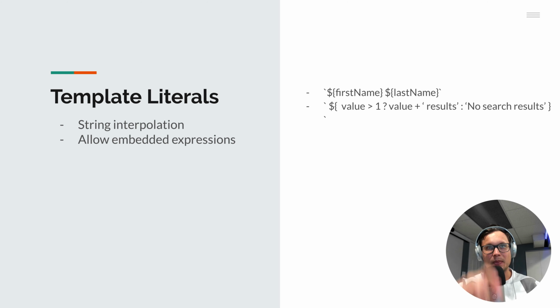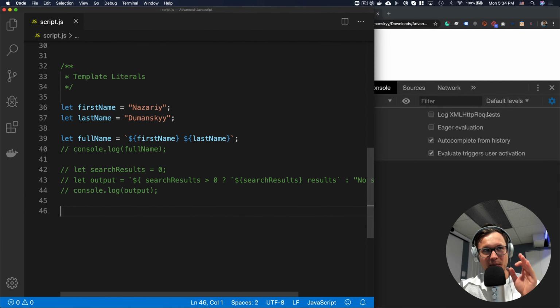That's string interpolation. For embedded expressions, you can use, for example, an if-else statement to figure out the result and to display a certain result depending on if the expression is true or false. You can see here that we're checking if the value is greater than 1. If it's true, we output value plus results. If it's not true, then we have no search results. And let's look at the examples, what I mean by this.